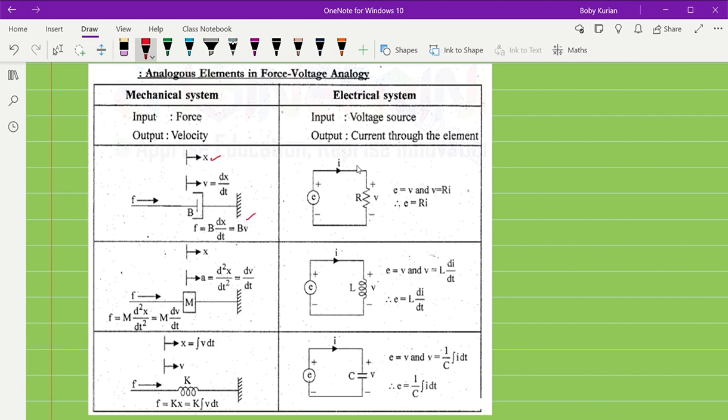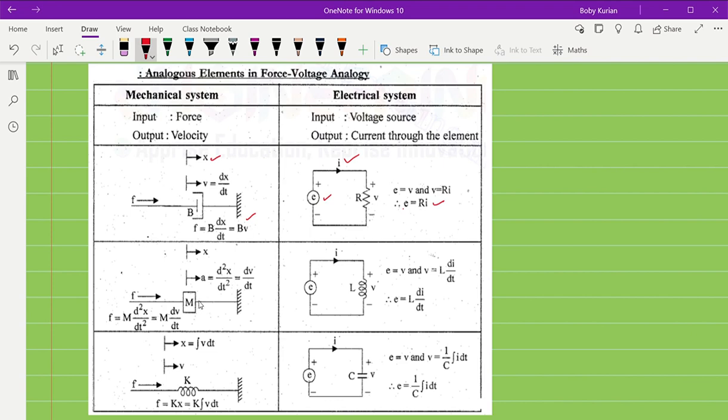Correspondingly, if you consider a resistor in the electrical system, the voltage applied here is given as E, and the current flowing through the resistor is given by I. We know that E equals R into I. This voltage will be equal to resistance into current. So here we can see that F is equal to B into V, whereas in the electrical system E equals R into I.